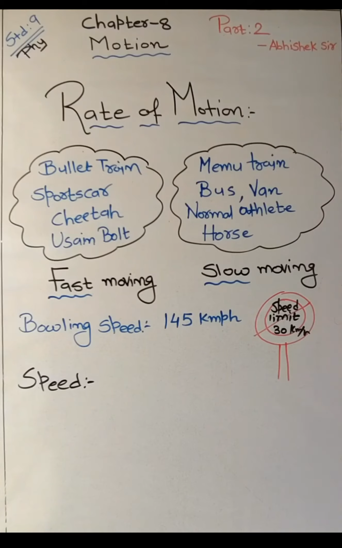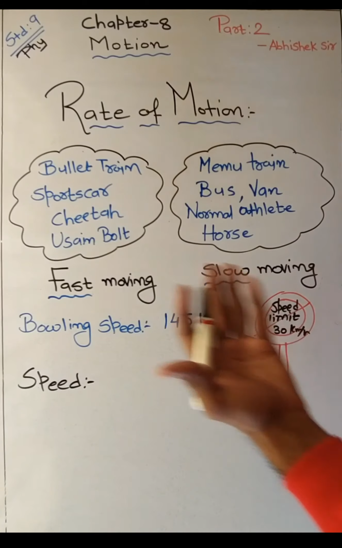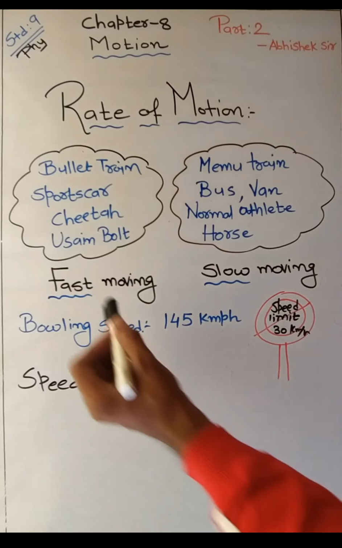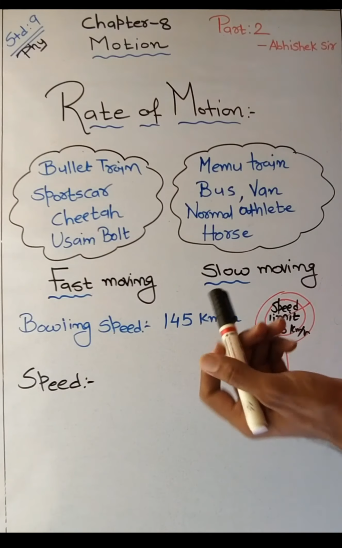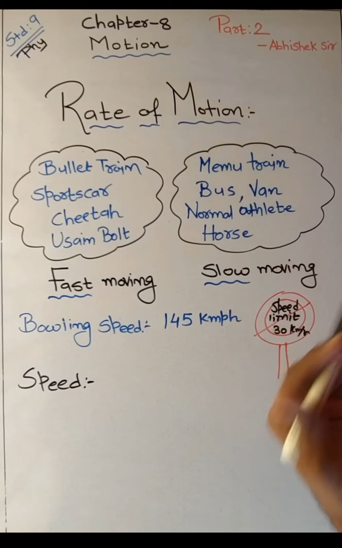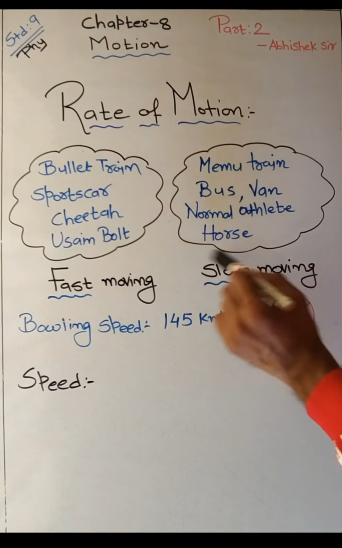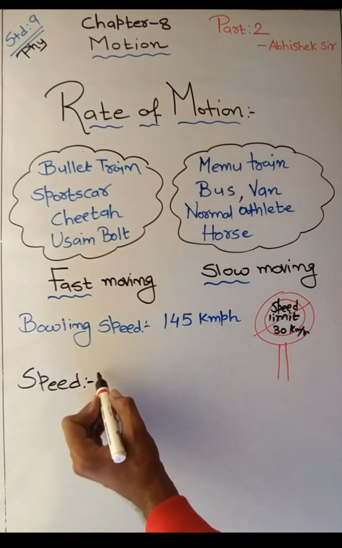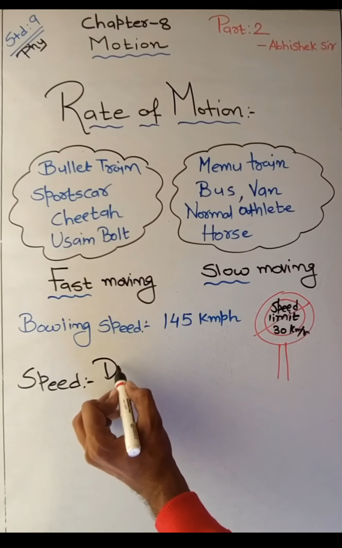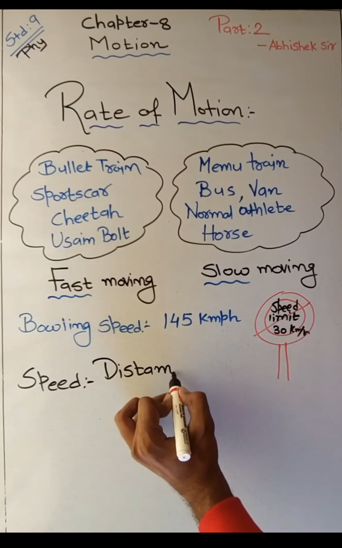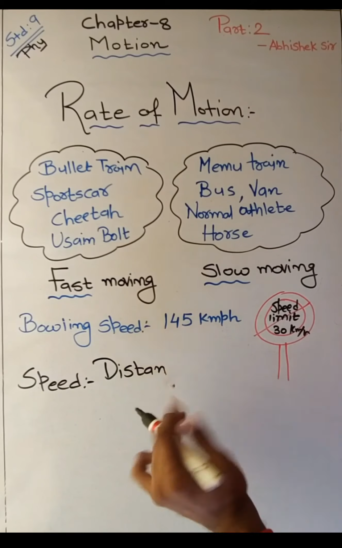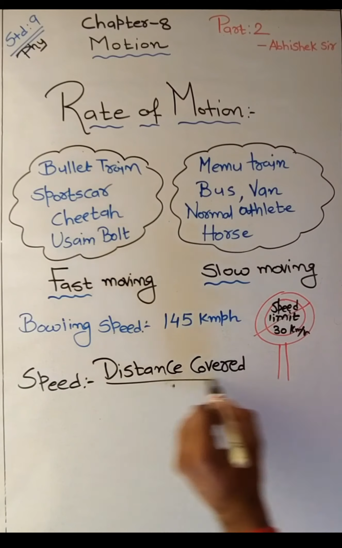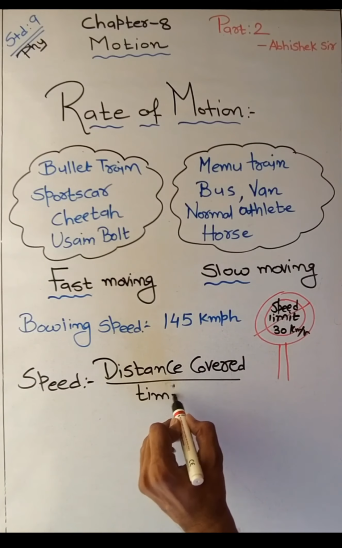Accordingly, if any thing or any animal, let us say a cheetah, covers the distance in very little time, it is called fast. And if the distance is covered in a much greater amount of time, that is called slow, right? So what is speed? It is the ratio of distance covered by any object with time, right?